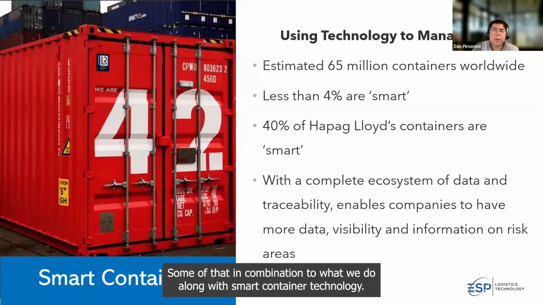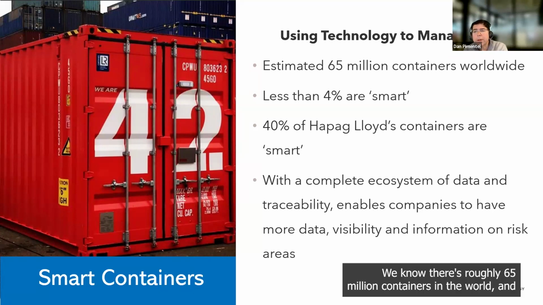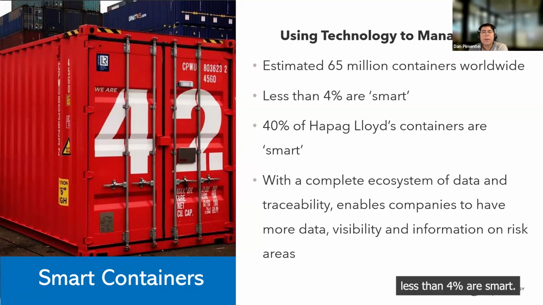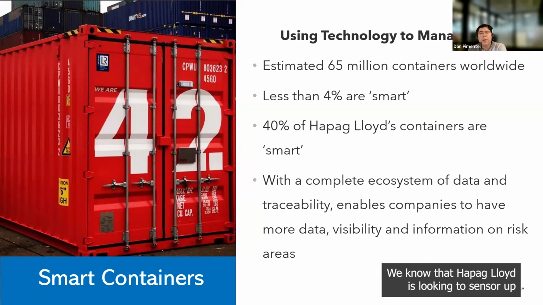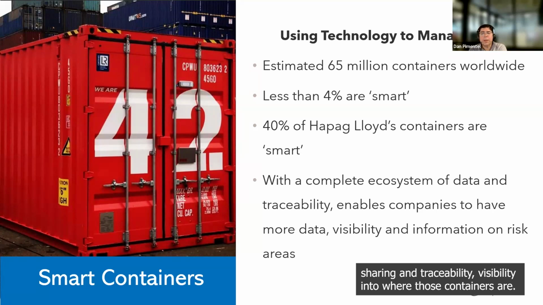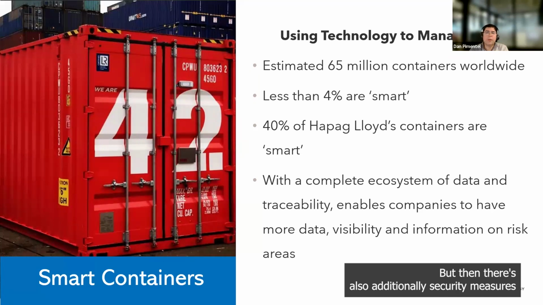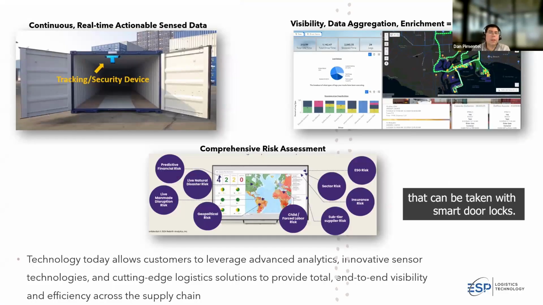Some of that in combination to what we do along with smart container technology, right? We know there's roughly 65 million containers in the world, and less than 4% are smart. We know that Hapag-Lloyd is looking to sensor up and spending about $200 million to make their containers smart. And what it'll enable is an ecosystem of data sharing and traceability, visibility into where those containers are. But then there's also additionally security measures that can be taken with smart door locks.